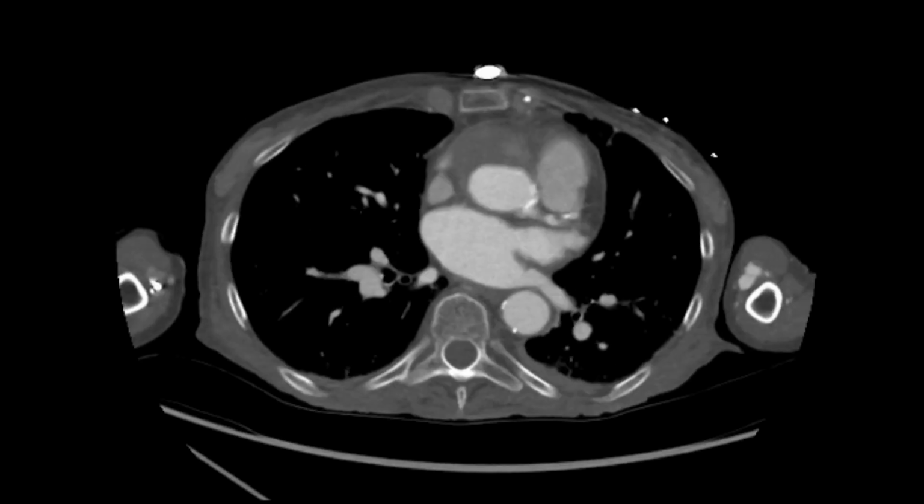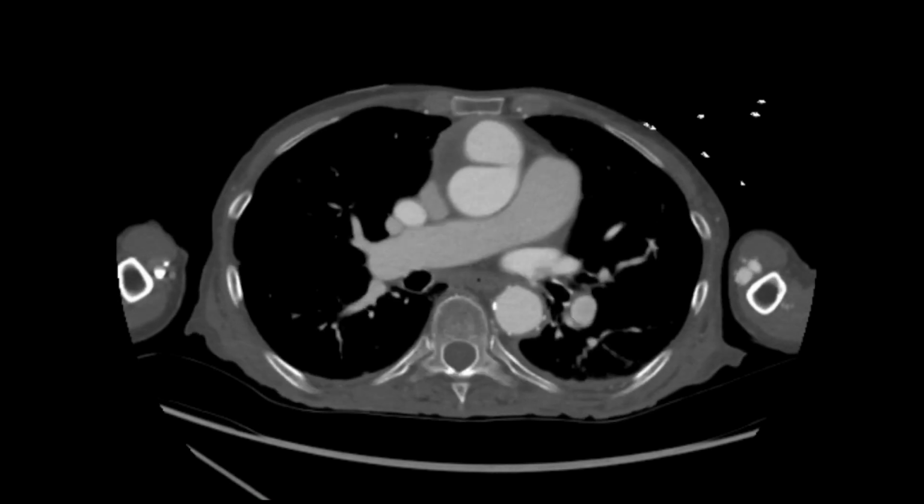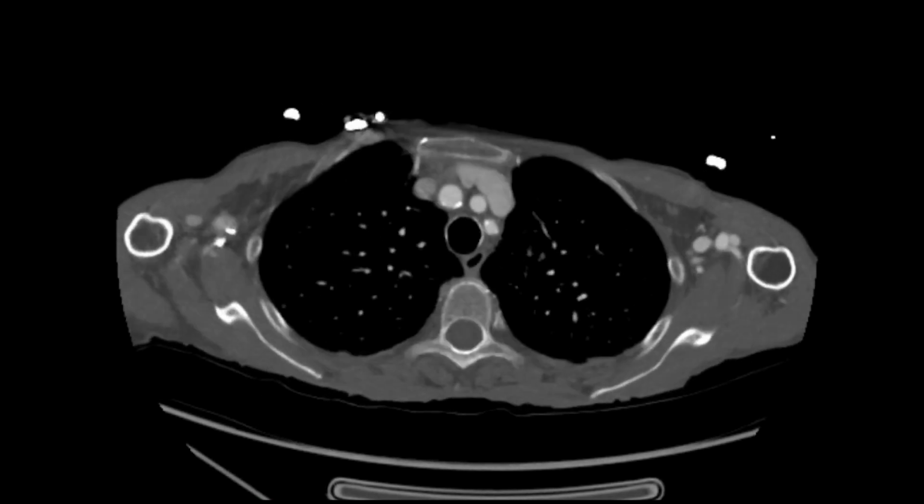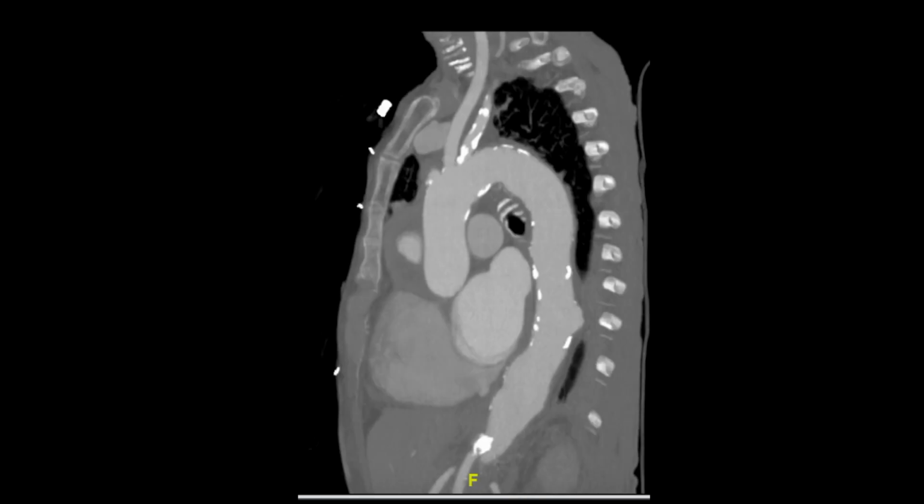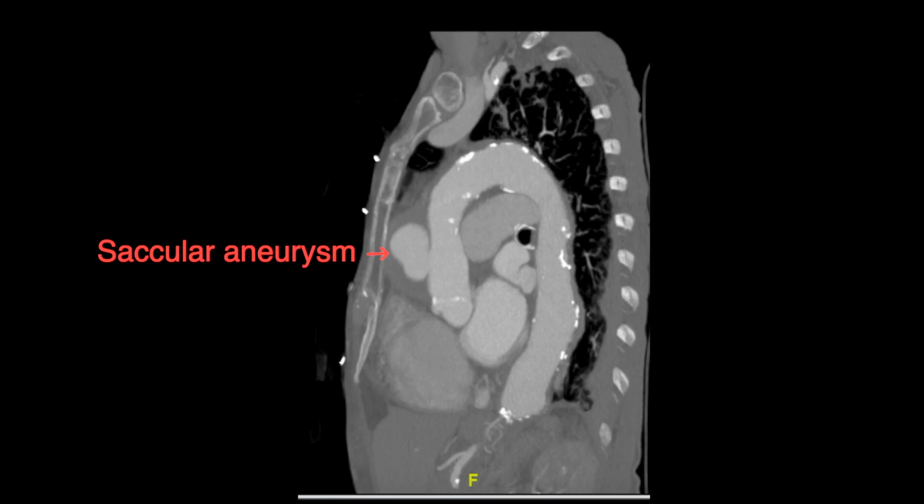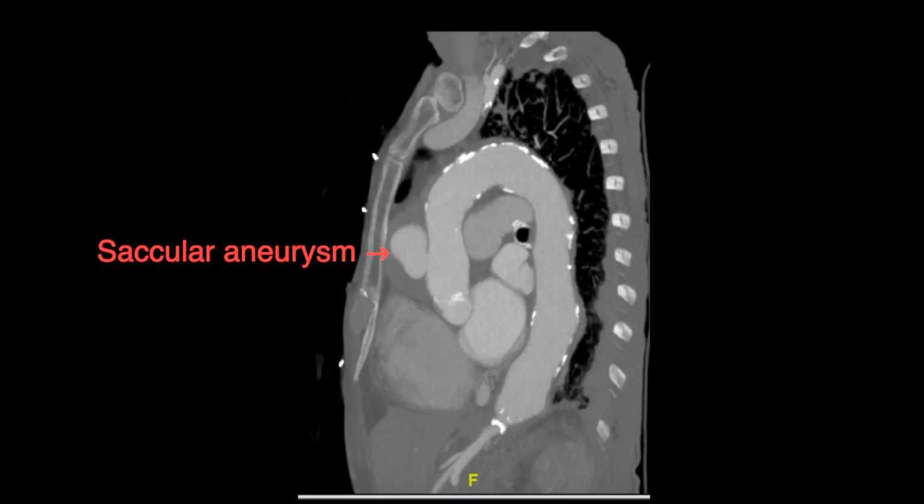CT angiogram of the chest demonstrated a 4.1 cm ascending aortic saccular aneurysm. This was secondary to a penetrating aortic ulcer. Demonstrated here is this ascending aortic saccular aneurysm.